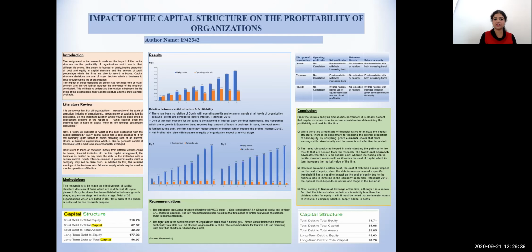This is the research which I have undergone, which helped me to understand the capital structure a bit more, and it has given me the results which I desired to get. Thank you.